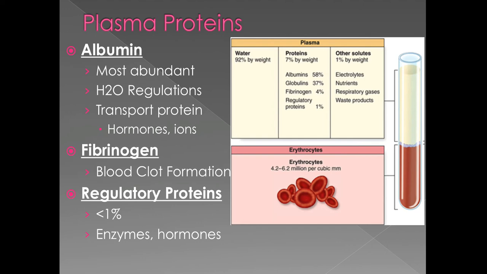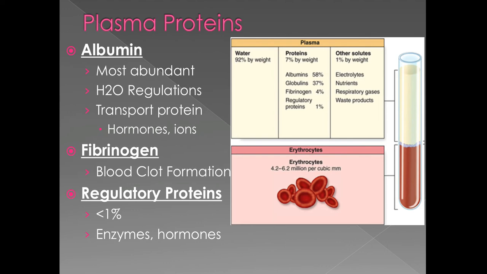Albumin also helps to transport things like hormones and ions throughout the body. Fibrinogen is a hormone that is responsible for blood clotting. It's a protein fiber that binds to platelets. It's kind of like a net that catches platelets and allows blood to clot.